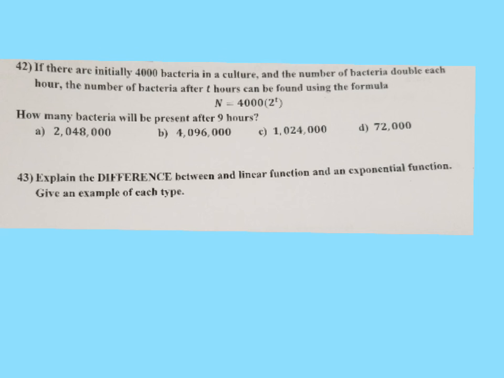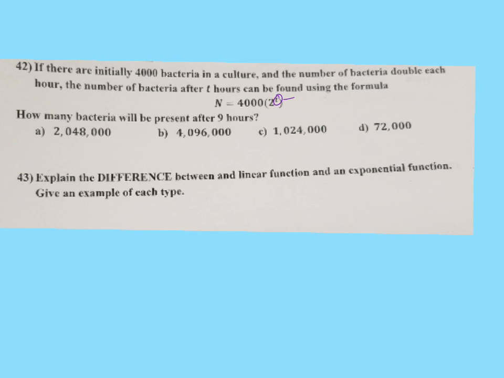Alright, number 42. If there are initially 4,000 bacteria in a culture and the number of bacteria doubles each hour, the number of bacteria after 9 hours can be found using the formula. So this is another thing called exponential growth. It's actually pretty easy. Even if you didn't know anything about exponential growth, you know how to plug stuff in. You just have to understand what the variables mean.